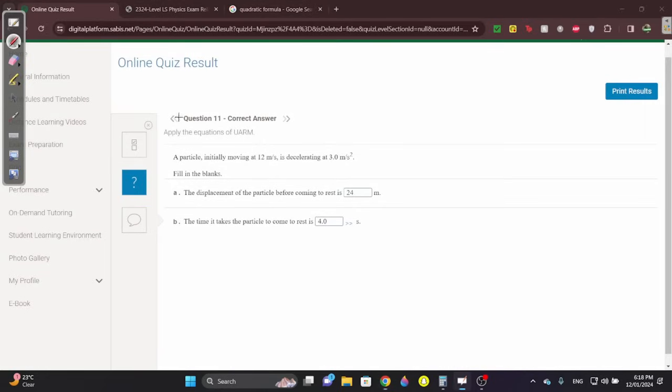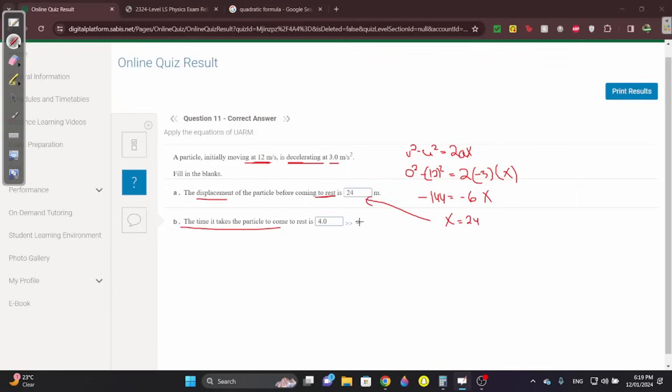Okay, a particle initially moving at 12 meters per second is decelerating at 3 meters per second squared. They want the displacement. We don't have the time, so we have to use v squared minus u squared equals 2ax. Velocity squared, since it came to rest, so it stopped moving, is 0 squared minus u squared, the initial velocity, 12 squared, equals 2 times acceleration, which is negative 3 since we're decelerating, and x is what we're trying to find. So 0 minus 144 equals negative 6 times x. x equals 24 once you divide.